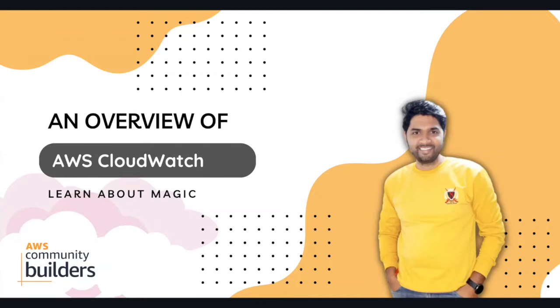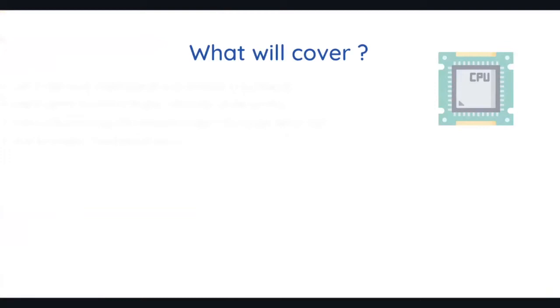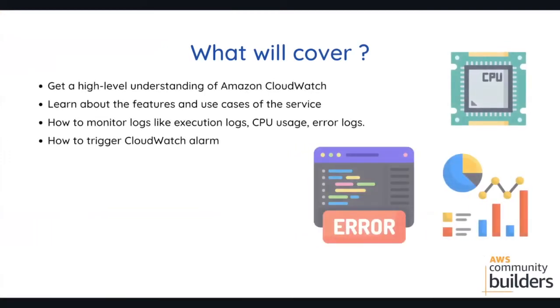What are the benefits? What things are there, and what features are available which can enable a proper infrastructure? Okay, so what we'll cover majorly is a high-level understanding of Amazon CloudWatch. Why we call it CloudWatch and what is actually provided, and then we'll talk about the features and some use cases of the services, where we generally use it.